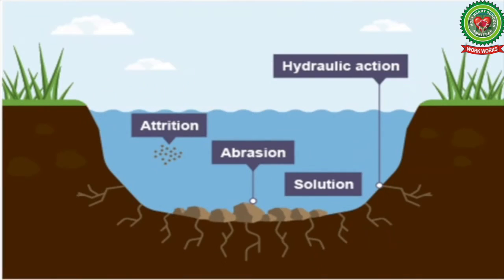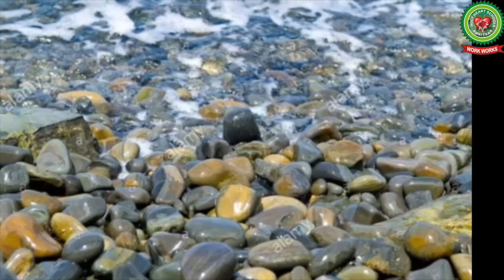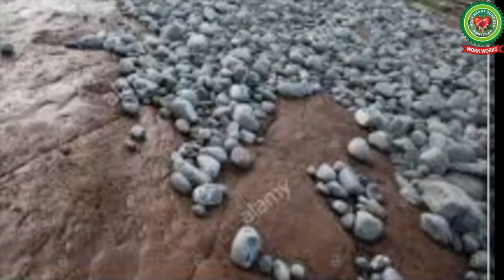Attrition. The rock fragments or tools of the waves strike against each other and are reduced in size. This action is called attrition. In this way, the rocks become more rounded in shape.